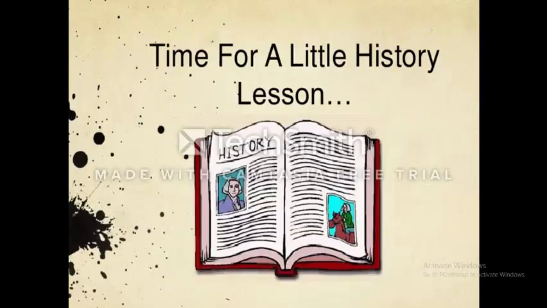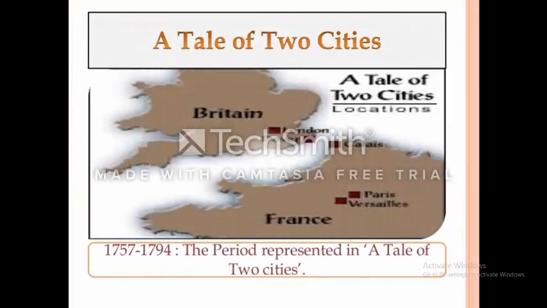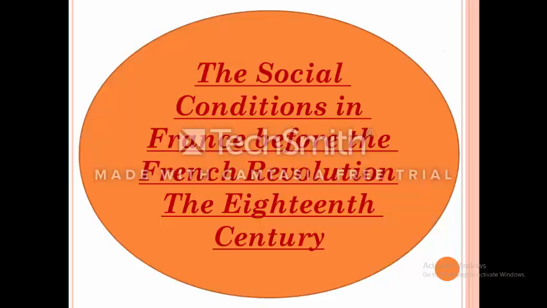Now it's time for a little history lesson. The period represented in A Tale of Two Cities was between 1757 and 1794. The incidents of the novel took place between London and Paris. Now let's have a look at the social conditions in France before the French Revolution in the 18th century.